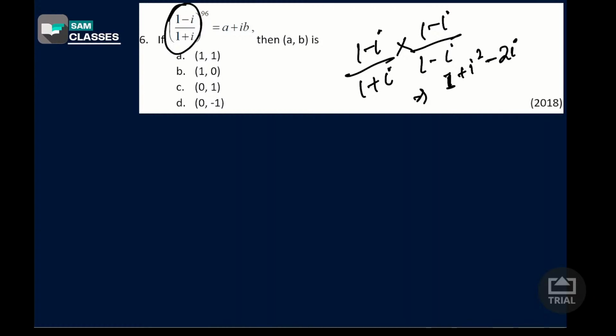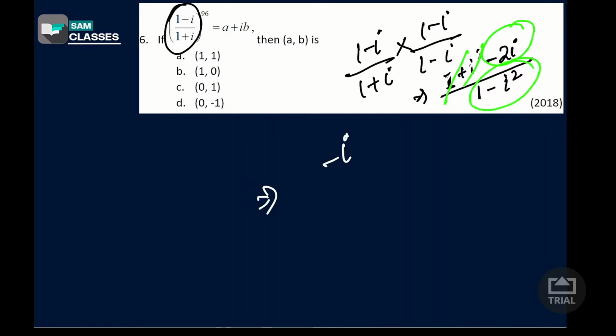Correct. Down, what will I get? 1 square minus i square. That is also 2. So what did we get on top, student? Minus i. This and this cancelled. And if you divide by 2, you will get minus i.